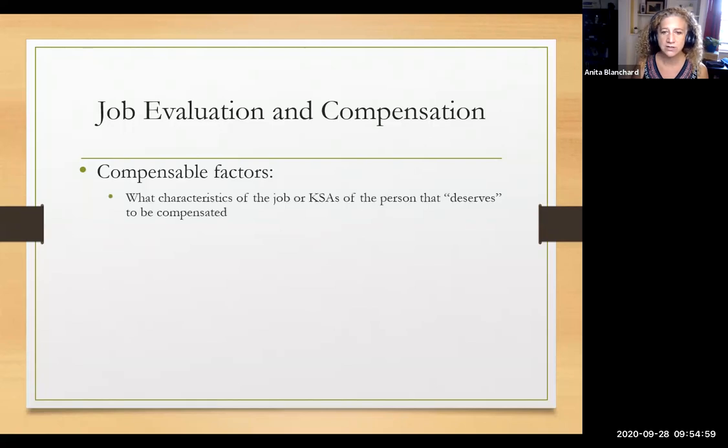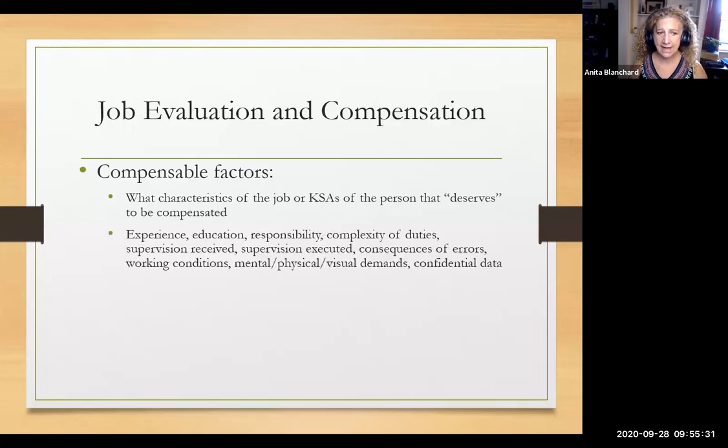Job evaluation and job analysis are very important in compensation, because if we have objective measures of what people can do, then we know how much we ought to be paying them. So what parts of the job, tasks, work characteristics, etc., or the KSAOs of the person deserve to be compensated? You would think that someone who has a master's should get paid more than someone who has a bachelor's. That's part of the knowledge that is a little bit higher.